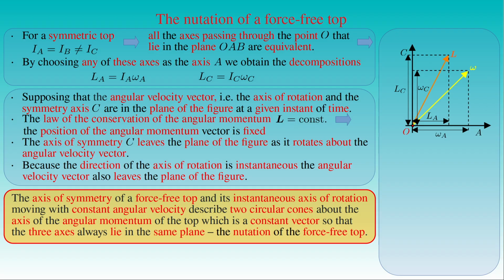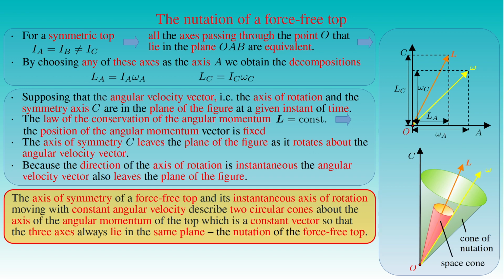This general motion of the force-free top is called nutation, where the conical surface on which the axis of symmetry C moves about the fixed axis defined by the angular momentum L of the spinning top is the cone of nutation. The other conical surface on which the instantaneous axis of rotation moves about the angular momentum vector is known as the space cone. Under special initial conditions, the three axes coincide, that is, the nutation is simplified to a rotation around a free axis. In this case we can talk about a nutation-free spinning top.